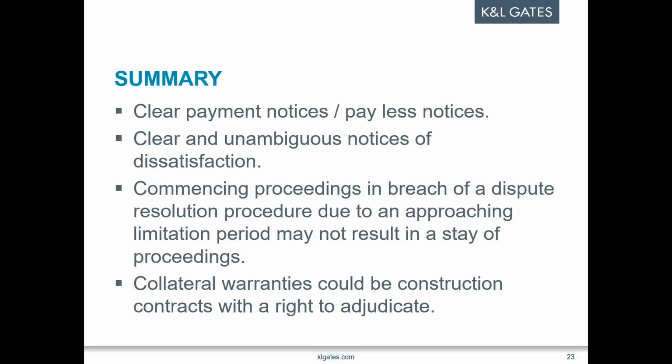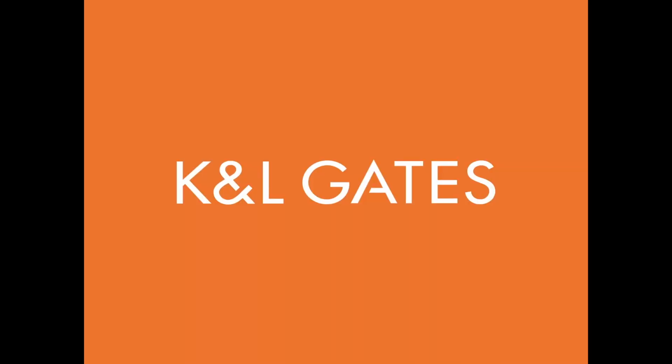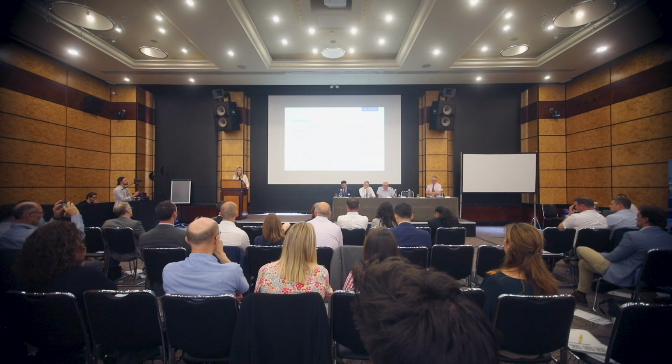So just a quick summary, really the key there is the clarity of the drafting, clear payment notices, clear and unambiguous notices of dissatisfaction, comply with your dispute resolution procedure if it's in the contract before you go to the courts, and be careful about whether or not you want your collateral warranties to be a construction contract with the right to adjudicate. And that's it.